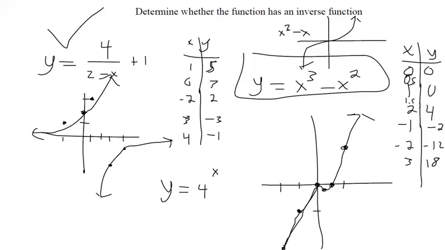So there's our graph. That part is actually necessary, because look, it fails the one-to-one test right there. It fails the horizontal line test. This is not one-to-one. It does not have an inverse function.